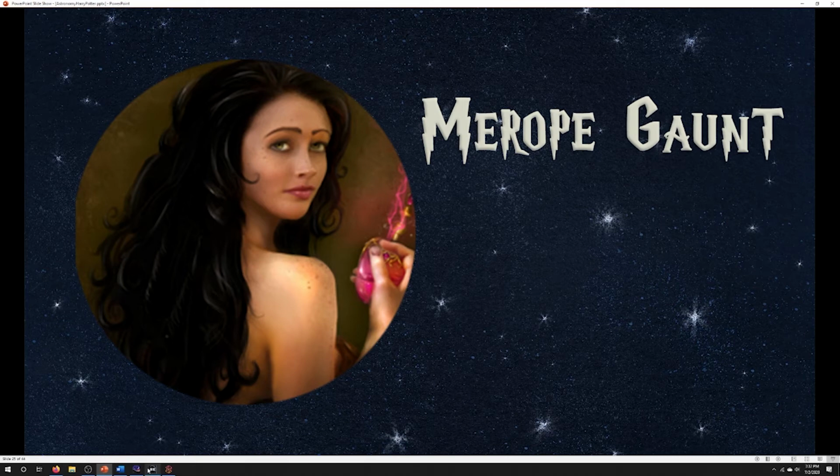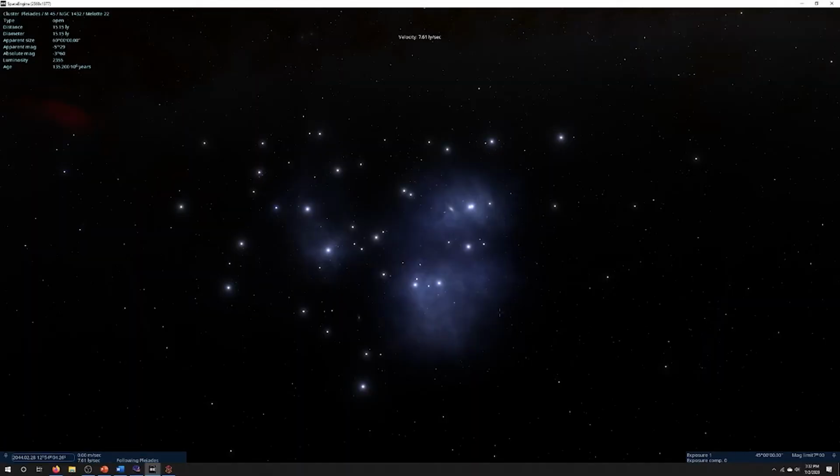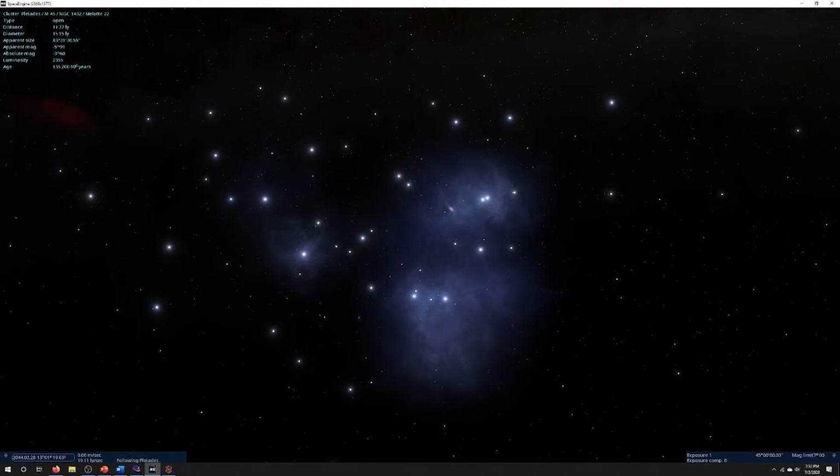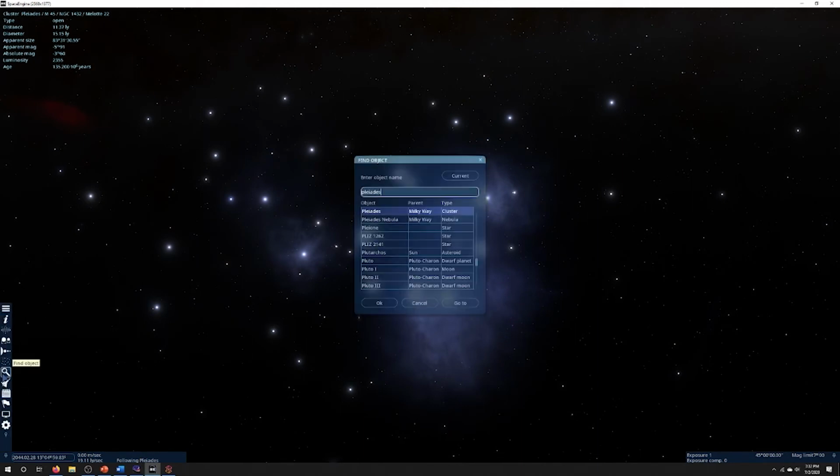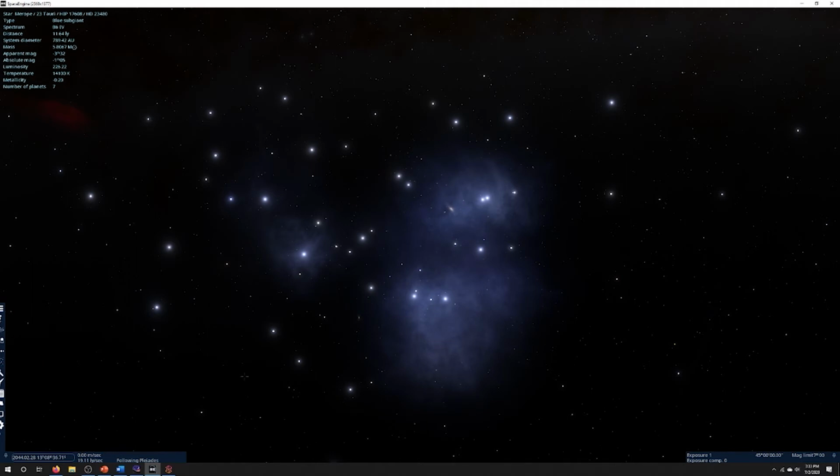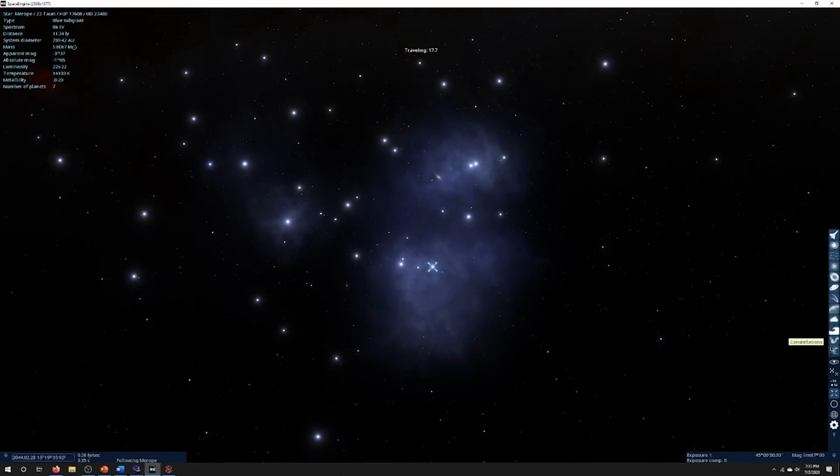Now, whenever you look at the Pleiades open cluster of stars, here we go. Let's find Merope real quick. Single Merope out. There it is, right there. Let's go up to it and see it up close.